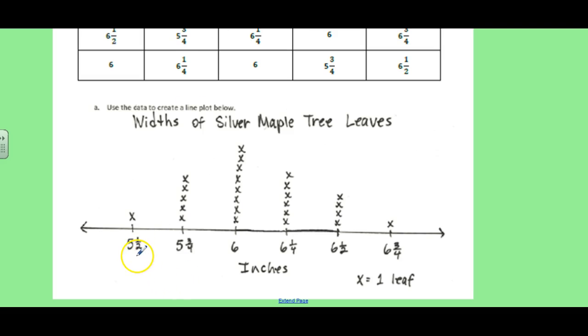Okay, so this is what your line plot should have looked like. If you had 5 1/2 or 5 2/4, that's also the same because we know that 1/2 and 2/4 are the same fraction. So we had 1 X for 5 1/2, 3 X's for 5 3/4. We had 1, 2, 3, 4, 5, 6, 7, 8 X's for 6 inches. You had 3 X's for 6 1/4 inches, 4 X's for 6 1/2 inches, and 1 X for 6 3/4 inches. So now we're going to be doing some flipping back and forth because you're going to have some questions to answer about this particular line plot.